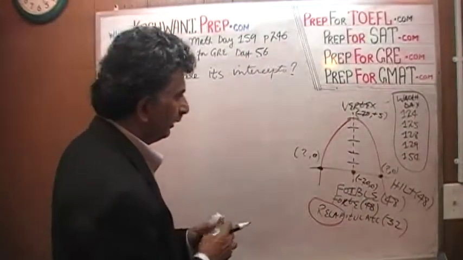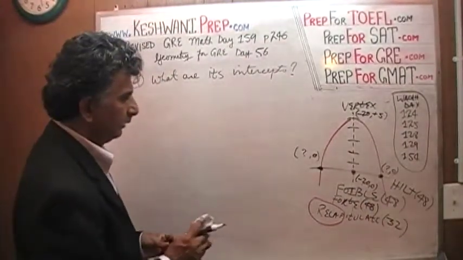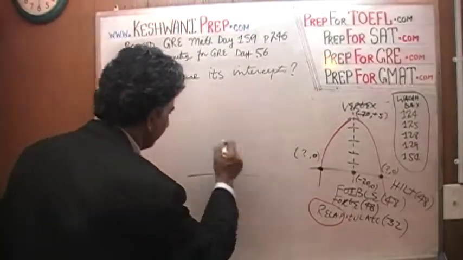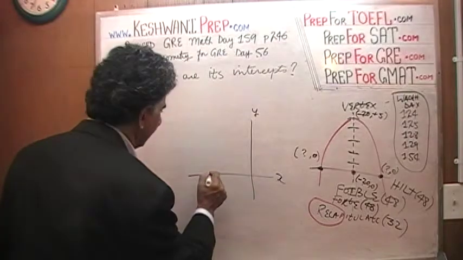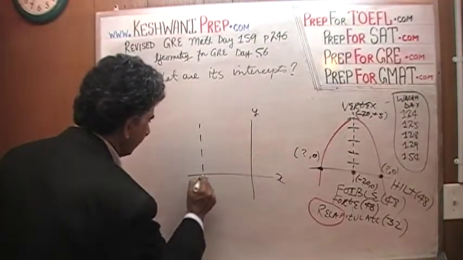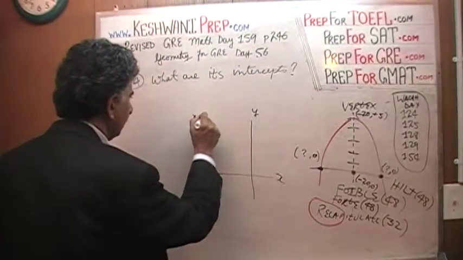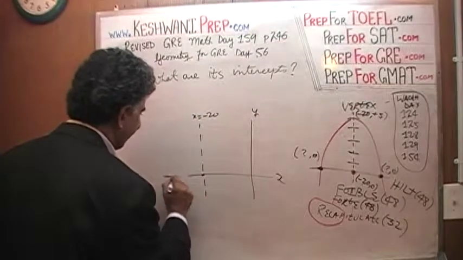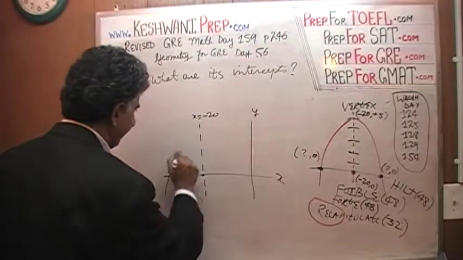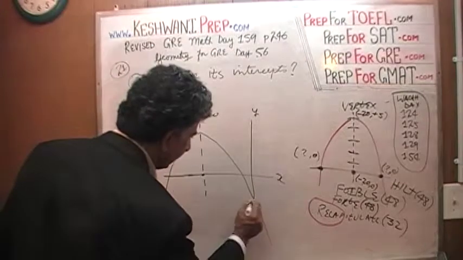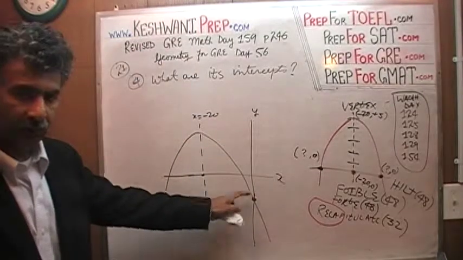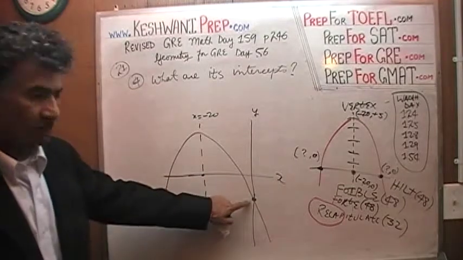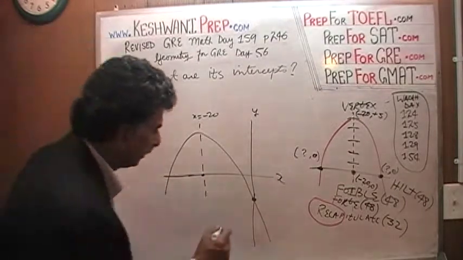Let me redraw this thing. I'm going to erase this whole thing. This is what's going on. You see, there is your y-axis, there is your x-axis, and this guy is sitting at x equals negative 20. And it's sitting like this. Somewhere way down there, not this close, but way down there, it's going to cut the x-axis. We want to find out the value of this guy.